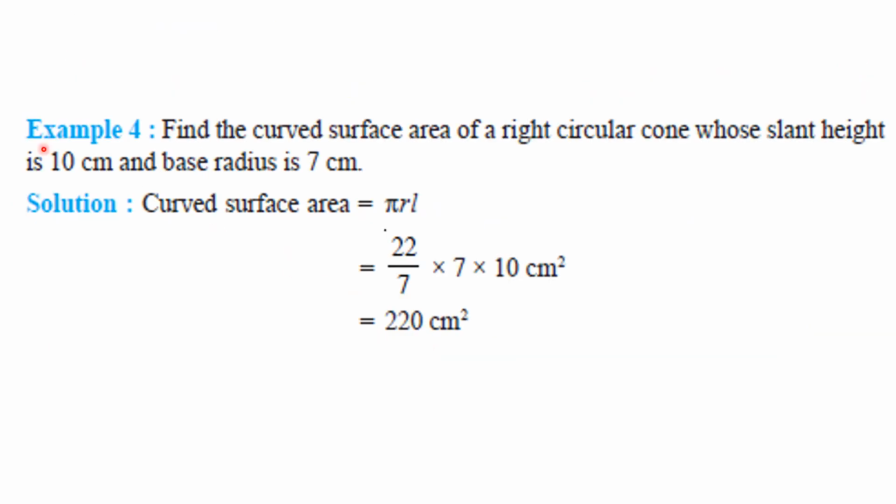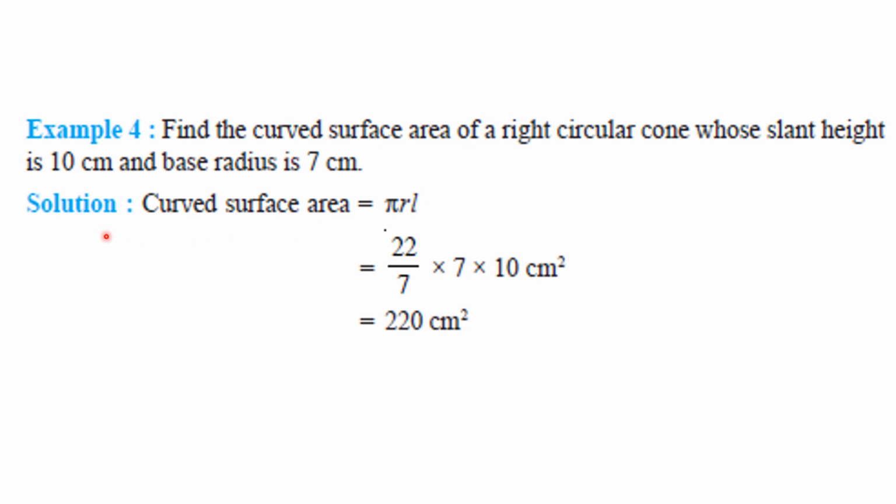To understand these concepts well, let us take an example. Find the curved surface area of a right circular cone whose slant height is 10 centimeters and base radius is 7 centimeters. Understood this question, my children? The slant height and the radius of the base of a right circular cone are given. Then we have to find the curved surface area of the right circular cone.